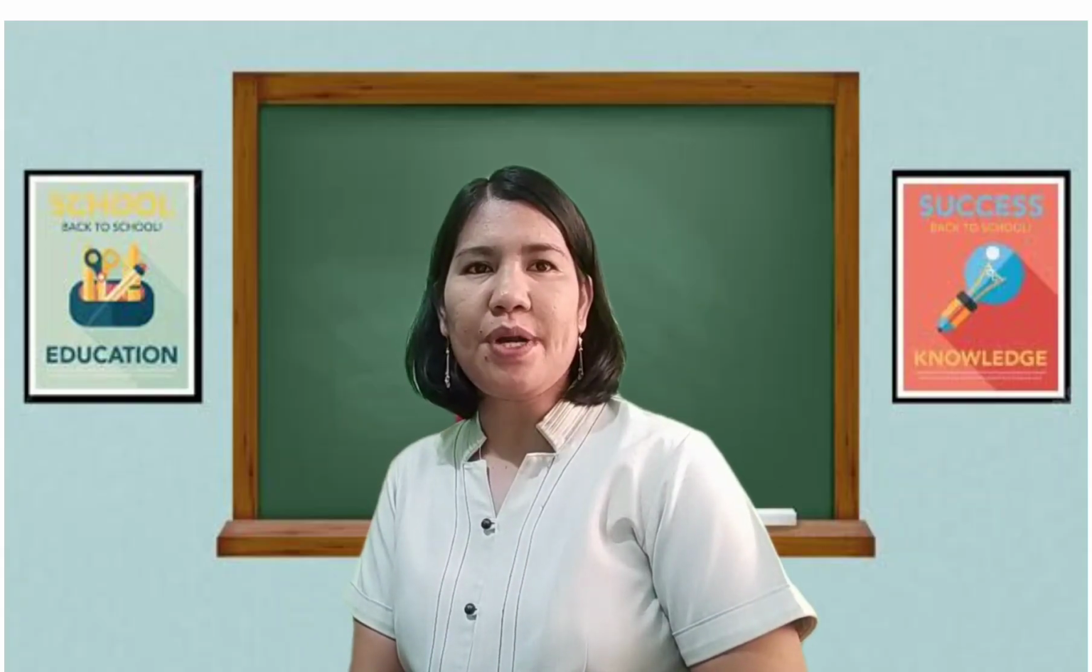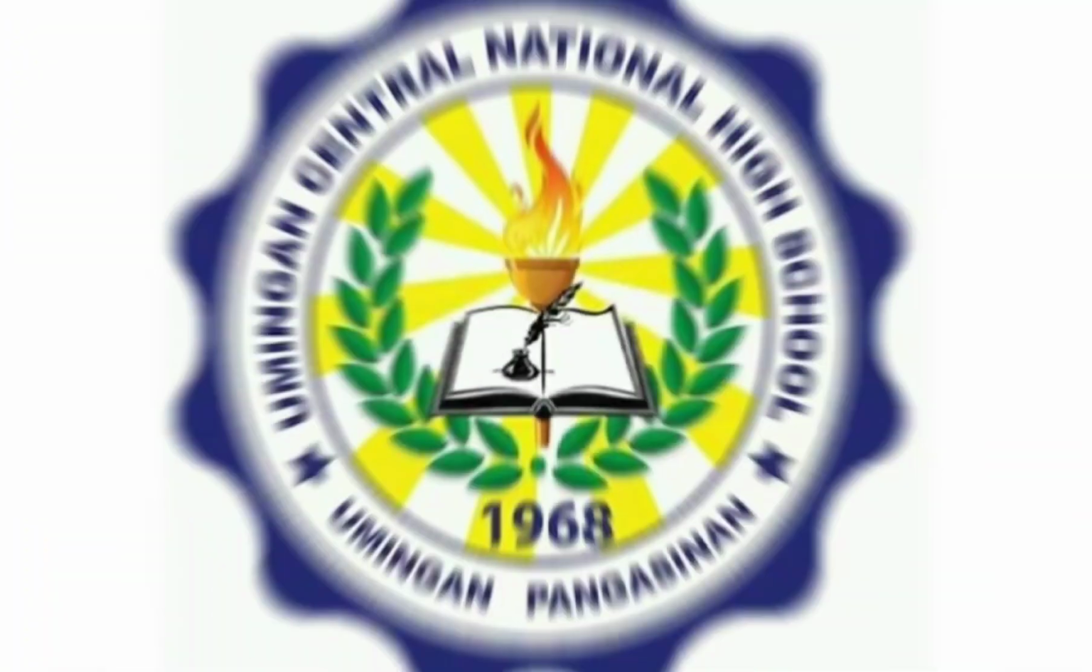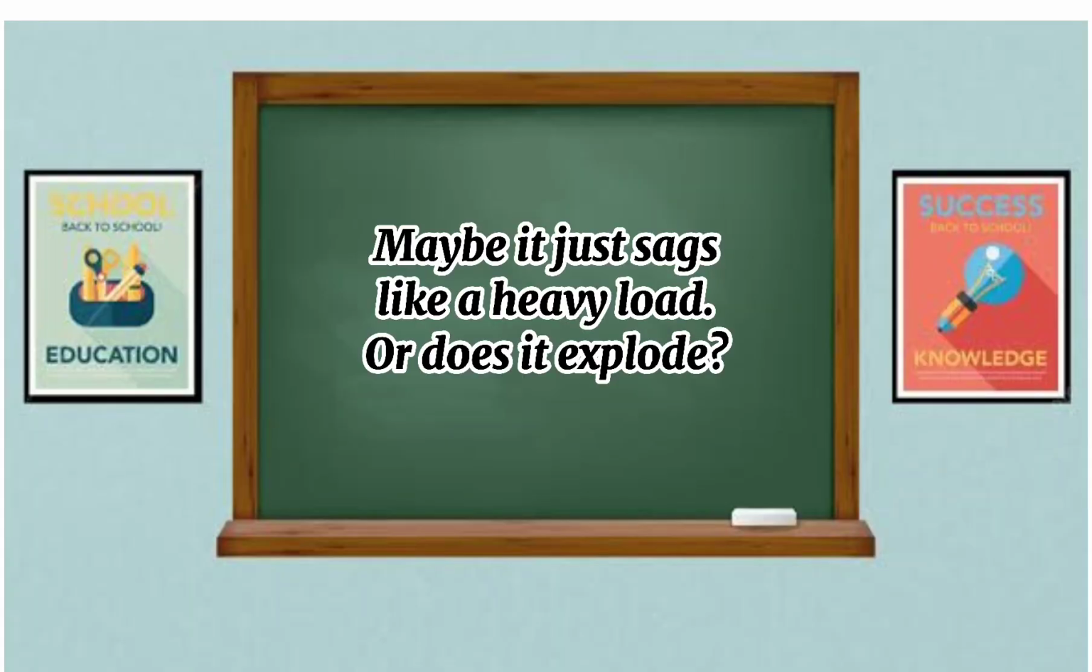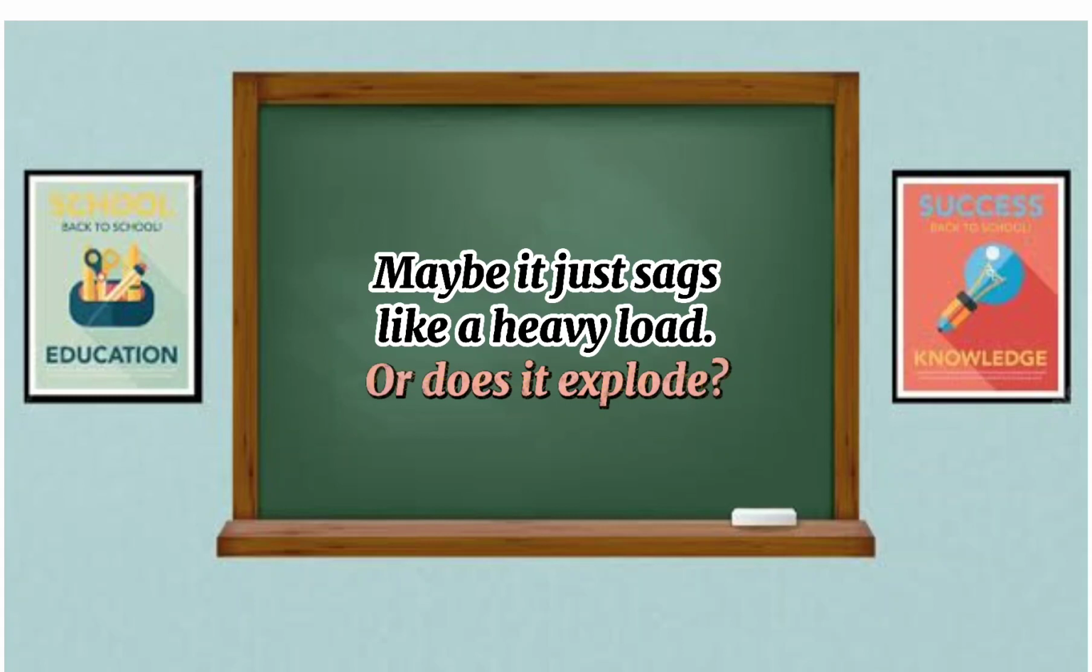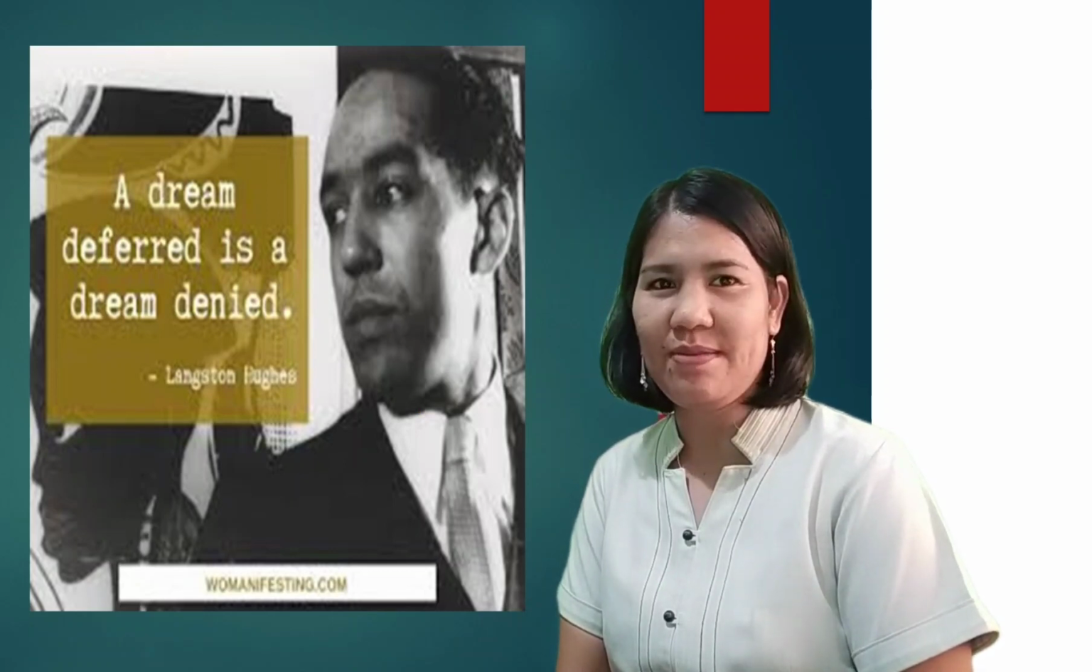Let's proceed to the second part of the poem. Here, the poet presents hopelessness. The poet shifts from rhetorical questions to a declarative statement. The dream deferred is now like a heavy and immovable load, which symbolizes a sense of hopelessness. In the final line, the poet again raises rhetorical questions. Or does it explode? The poet fears that the dream, which has been delayed since ages, may explode or shatter. To sum it up, a dream deferred is a dream denied.